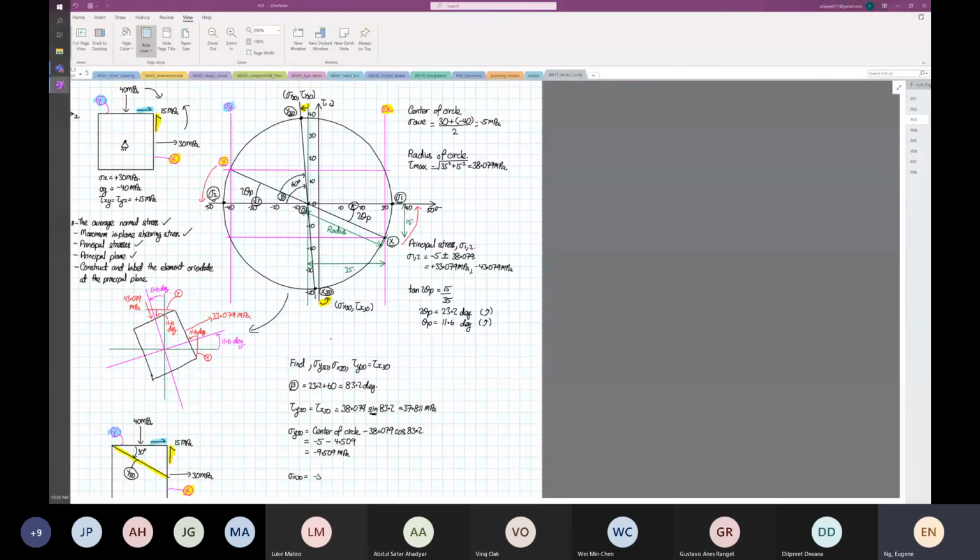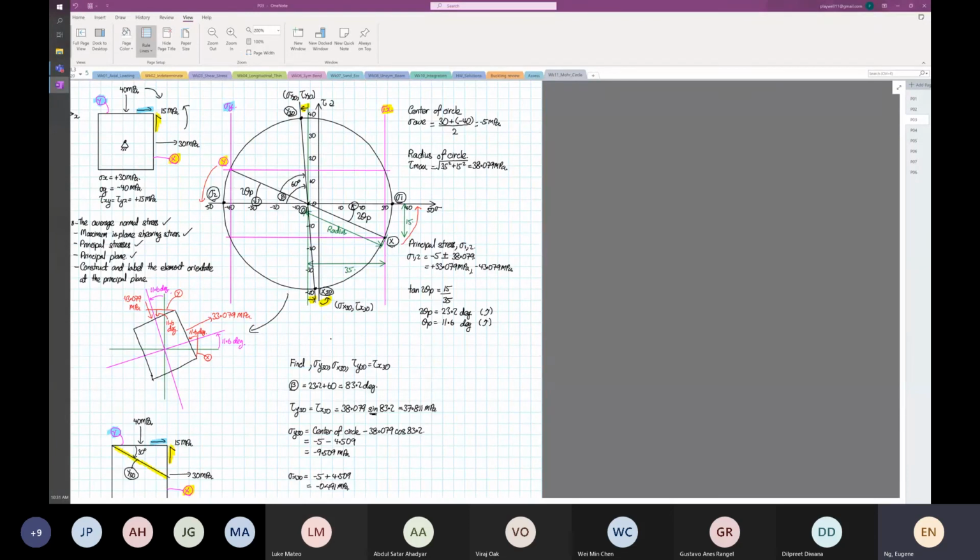Then your normal stress X30 will be equal to minus 5 plus 4.509, so this will be equal to minus 0.491. Now, why is this positive? Because if you look at the center of the circle, it is going towards the right-hand side, which I've just drawn the arrow in highlight in yellow. So that's how we find the stress state at element Y30.